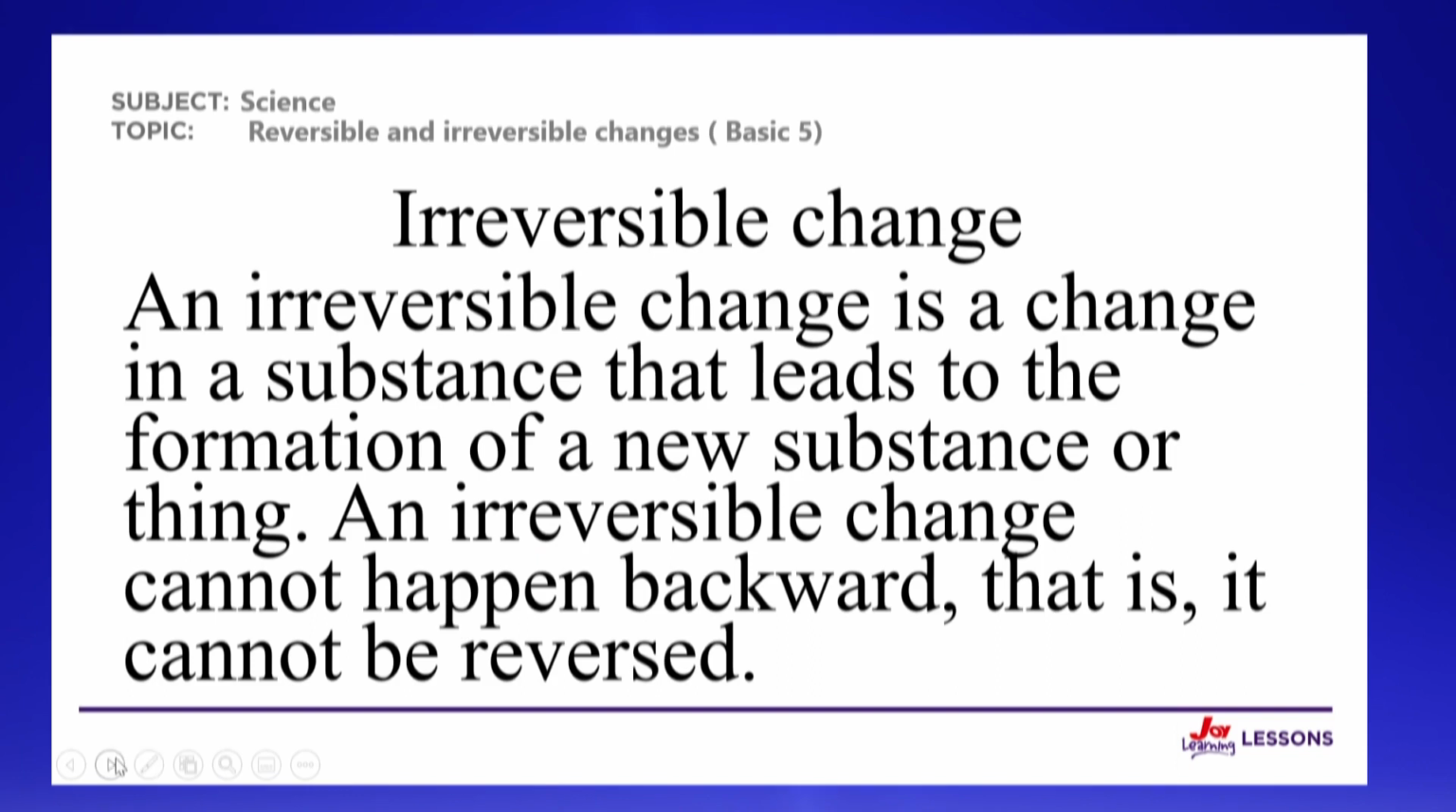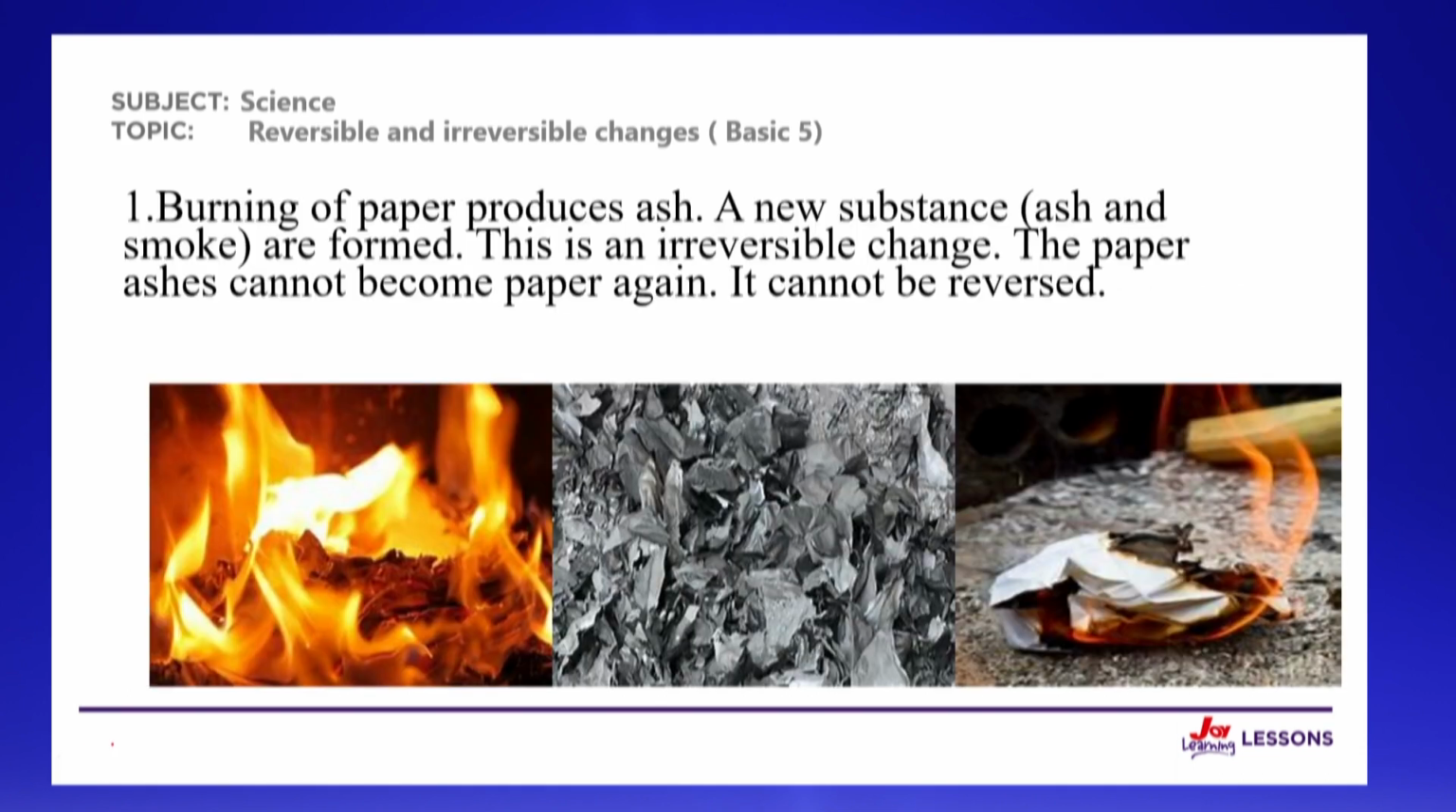Now, another one is irreversible change. So I hope you know that already. An irreversible change will be what? A change in a substance that leads to the formation of a new substance. You cannot reverse it to its original state. That means it cannot happen backward. It cannot be reversed. So for example, burning of paper produces ash. You cannot change the ash to paper again. And that is irreversible change. Good.